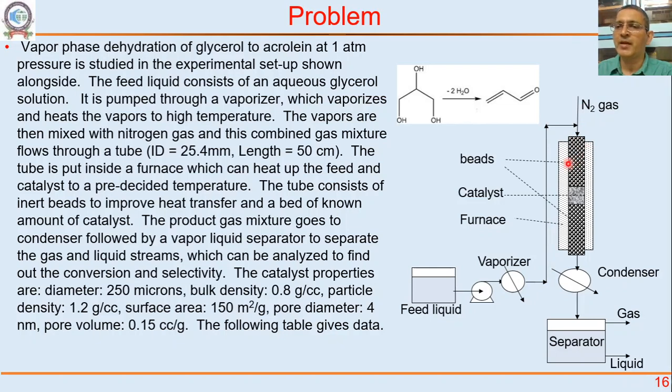Beads are just to transfer heat from the heater furnace, so that when it sees the catalyst, it is at a temperature that we want. We are measuring the temperature as well. Thermocouple I have not shown. And then once glycerol reacts, you get acrolein. Water is already there. You condense that. Nitrogen goes out. Acrolein and water and unreacted glycerol come out as a liquid. This is the experimental setup. This is glycerol, acrolein. Water is generated in the process. Dehydration.